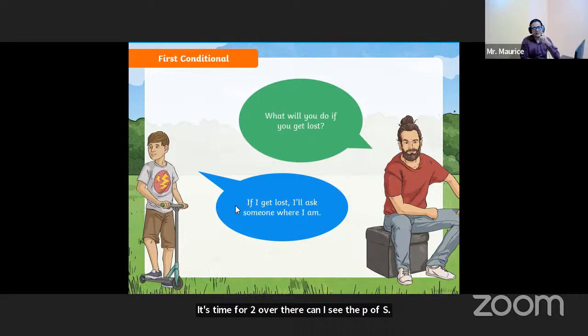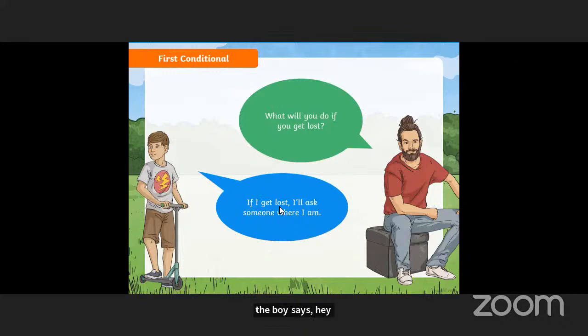Génesis, ¿qué le contesta el niño? Genesis, can you hear me? No, Genesis is not here. Okay, let me check. Okay, no problem. Melanie, could you please read what the boy says? If I get lost, I will ask someone where I am.